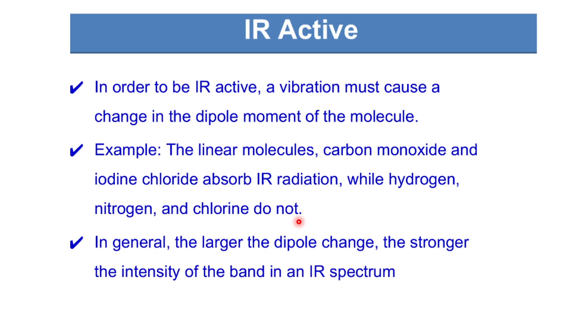So what is the criterion to be IR active? First of all, the molecule must be polar, and then during the bond vibration the dipole moment will change, and the higher the polarity, the higher the intensity of the IR peak will be.